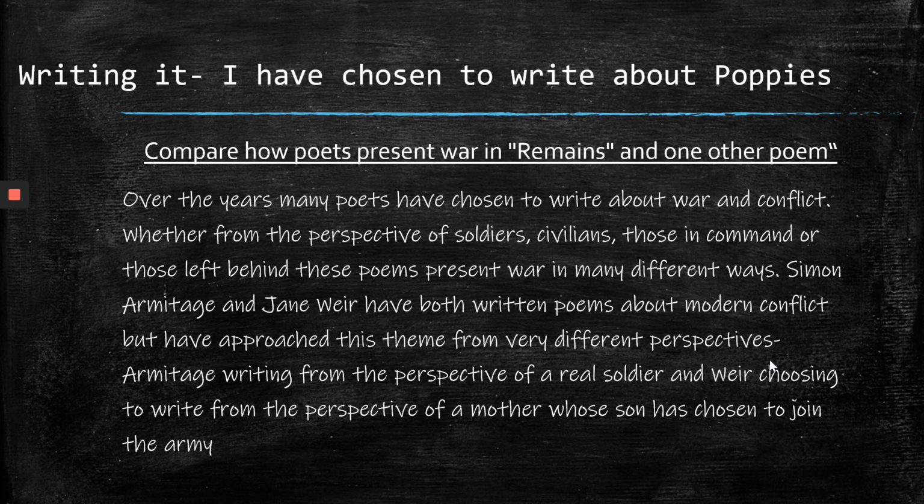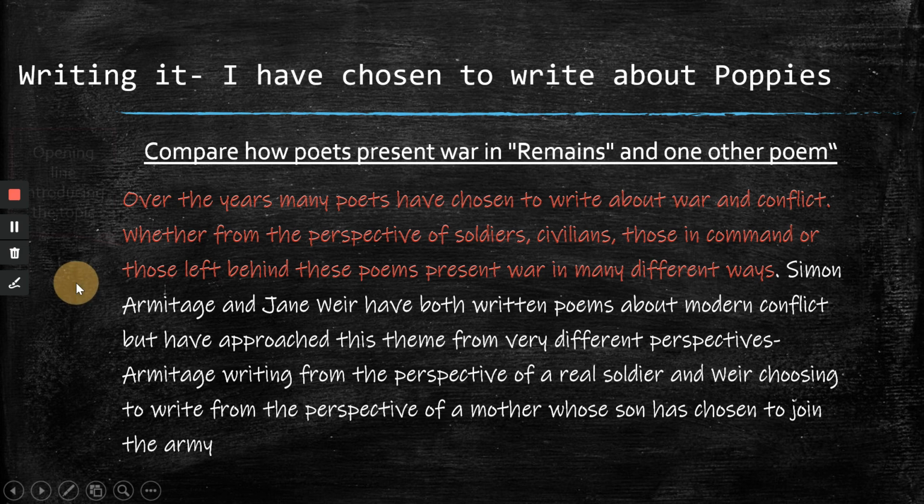Okay, so let's see how this goes. So, my first section, the opening line, which introduces the topic. When we're talking about this, we need to think about what we are actually talking about. I've been a little bit generic, but I have mentioned perspective, which is what I want to talk about in my essay. I want to talk about how the perspectives, the narrators, the characters that these two poets have created show the ideas.